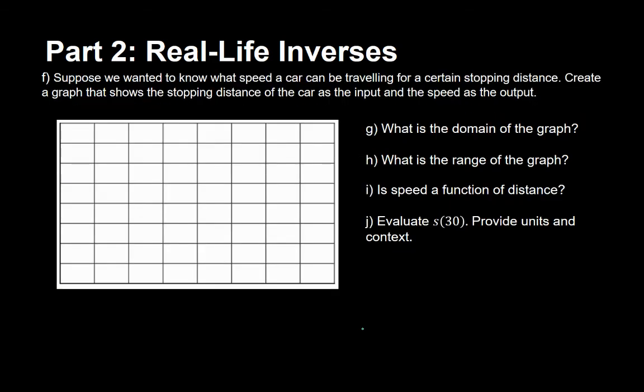All right, so this is based on the same problem. Suppose we wanted to know what speed a car can be traveling for a certain stopping distance. We have the stopping distance, but we want to know what speed it can be traveling at. Create a graph that shows the stopping distance of the car as the input. So now this is the meters, just the distance, and then speed is the output.